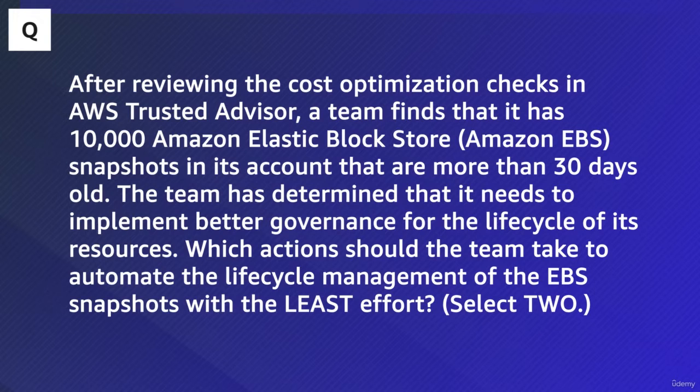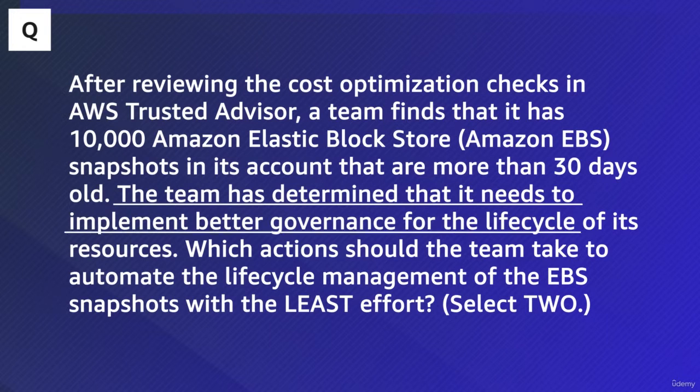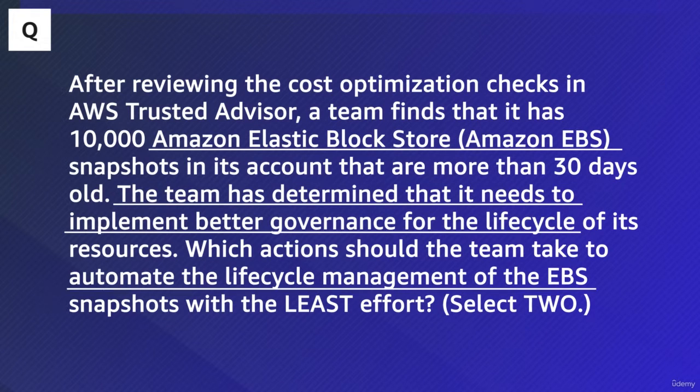Select 2. All right, breaking this question down, I'm first identifying the problem statement. The team has determined that it needs to implement better governance for the lifecycle of its resources. And for what resource? Amazon EBS snapshots. Then it asks us what actions to take to automate the lifecycle management of EBS snapshots. And the question also wants us to choose the answer that would require the least amount of effort.